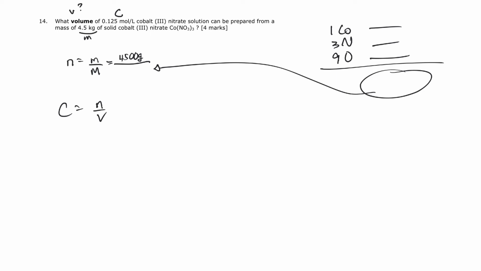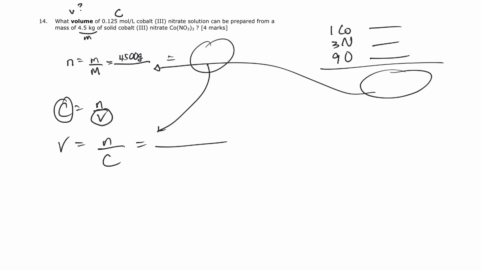Oh, but this time I'm looking for volume. So if I'm looking for volume, it's on the bottom. So I have to get it to the top. I'm going to move it to the left side and put it on the top. And then I'm going to take the concentration over to the right and put it on the bottom. So the mole answer that I get here is going to come on the top there, and my concentration 0.125 moles per liter goes on the bottom. Divide, come up with your answer. It looks like 2 sig figs. So 2 sig figs is what you need to round to.